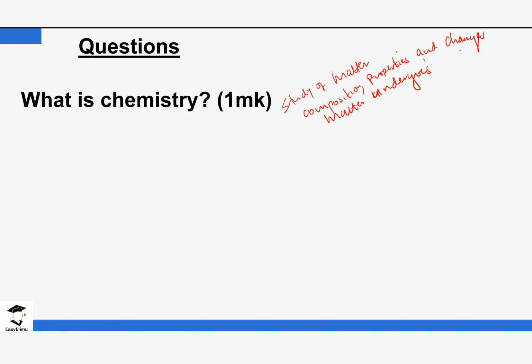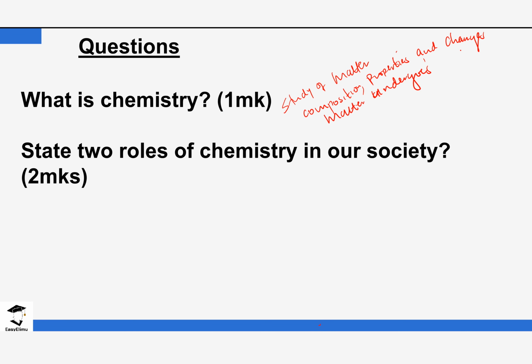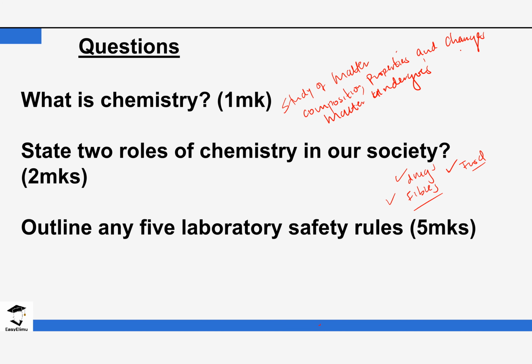And then the next question is the role of chemistry in our society. We know that it is used in manufacturing drugs, in the drugs industry. It's used to manufacture fibers, and these are the cheap ones and locally available ones. It is used in the food industry, and so on and so forth. So, another last question is any 5 rules?